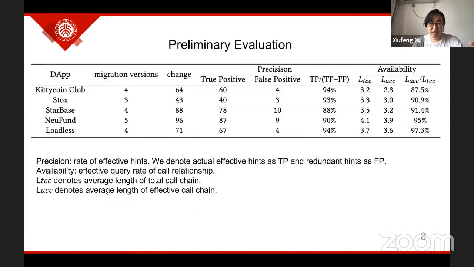So to get a better preliminary evaluation, I tested my tool on 5 DApps with several versions and set 2 benchmarks, precision and availability. Precision denotes the rate of effective hints. Availability denotes the rate of effective query length. The precision and availability basically reached 90% or even higher. I think these are great results, and our tool can be a promising tracking tool for future app development.